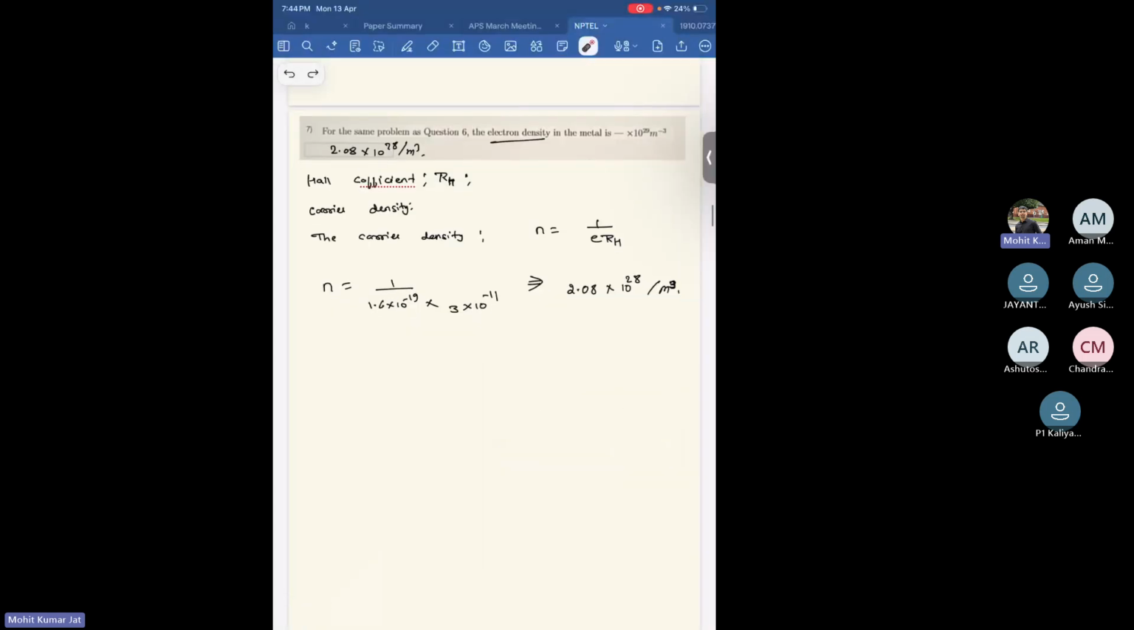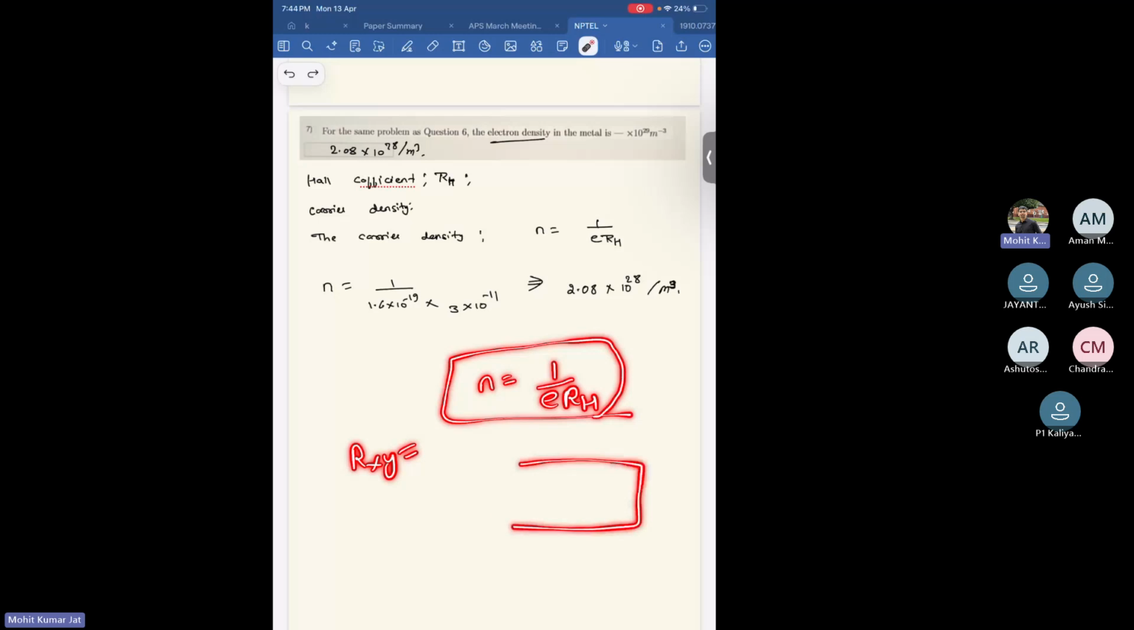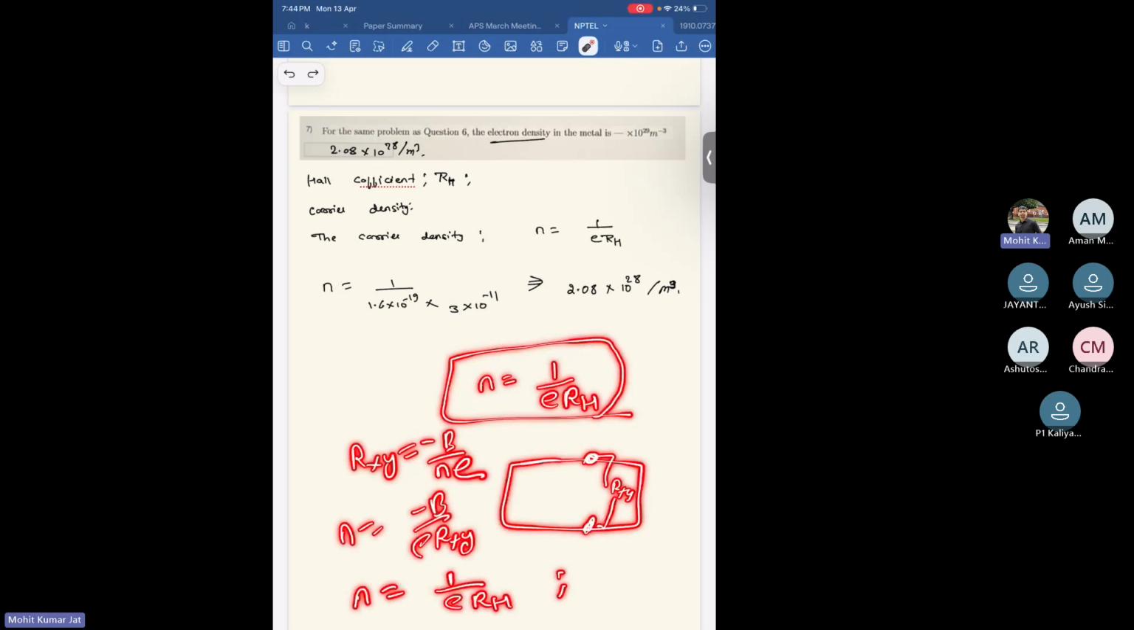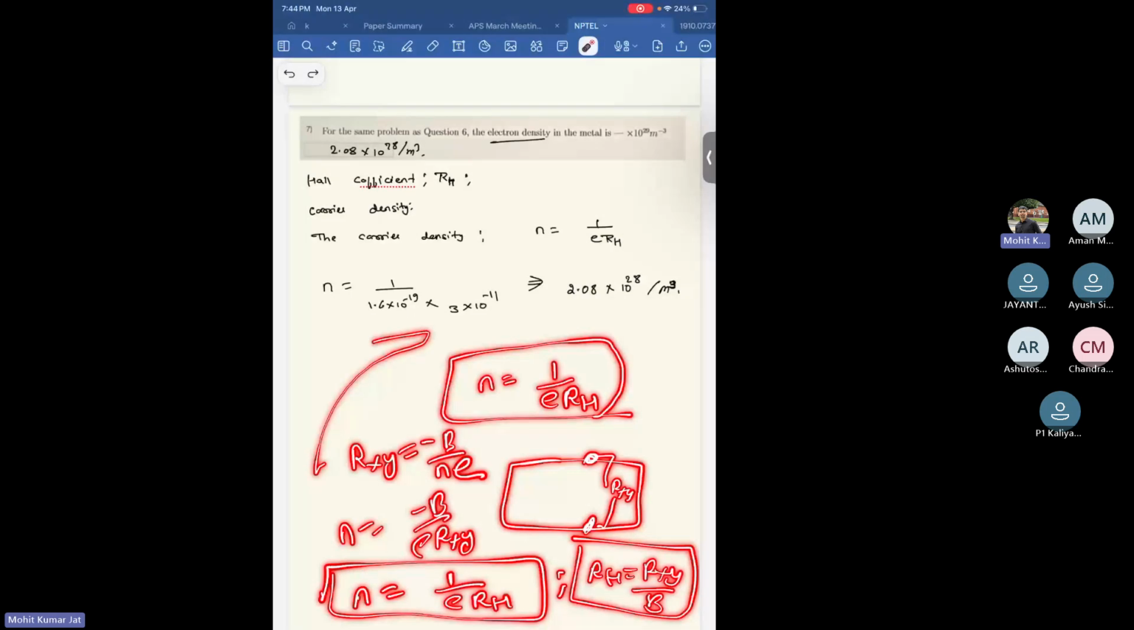The next question is for the same problem: the electron density in the metal. So the electron density, as you know, n is equal to 1 by e R_H, where R_H is the Hall coefficient. Or you can write it in terms of R_xy, which is the resistance you measure between these two points. R_xy will be minus B by ne, and n will be minus B by e R_xy, or you can write n equal to 1 by e R_H, because R_H is essentially R_xy by B, right?